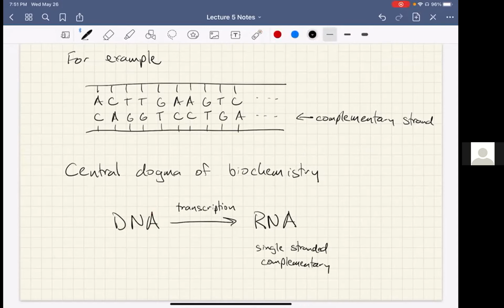There's one other thing to know about RNA, which is not super important for our purposes, but T does not appear in RNA. Instead, it's replaced by a fifth base, which is called U, which stands for uracil, which is basically similar to T, except it's slightly different. I'm not sure why RNA uses a different base instead of T, but it does.